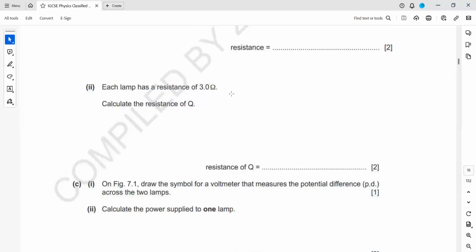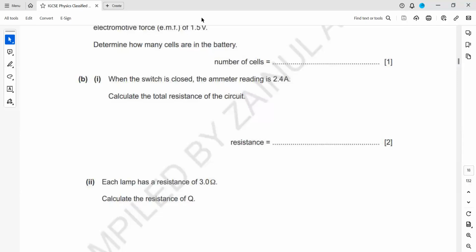How did we know the total resistance of the circuit? That was V divided by I, that was R. The voltage was 12 and the current 2.4, that's why the total resistance was 5.